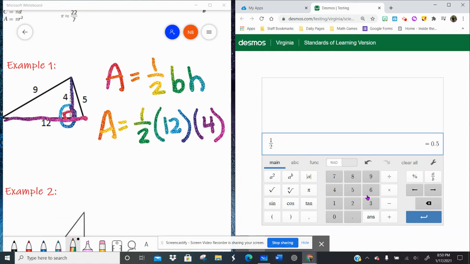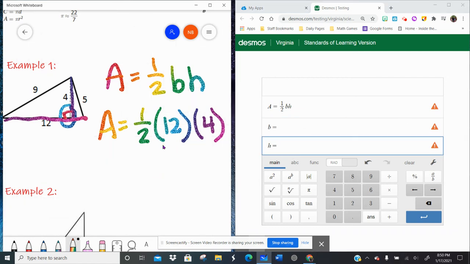1/2 times 12 times 4, and I get 24, or I can type in the formula and plug in what I know. So if you're going to do a lot of triangle problems, like if you're sitting and doing an IXL and you're going to use the same formula over and over again, sometimes it's nice to type the formula in, like A equals, we'll do capital A, equals 1/2 base times height, and then kind of have it all set up for you. The base, the height, and that way you can kind of just plug those numbers in and that calculator will do it for you. So again, the area of this triangle, 24.